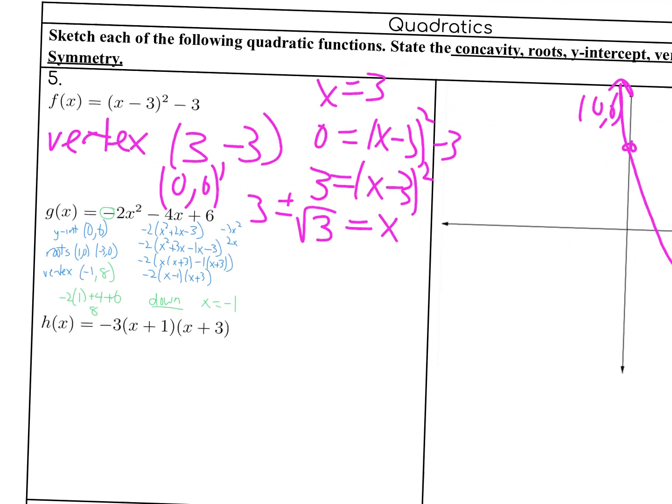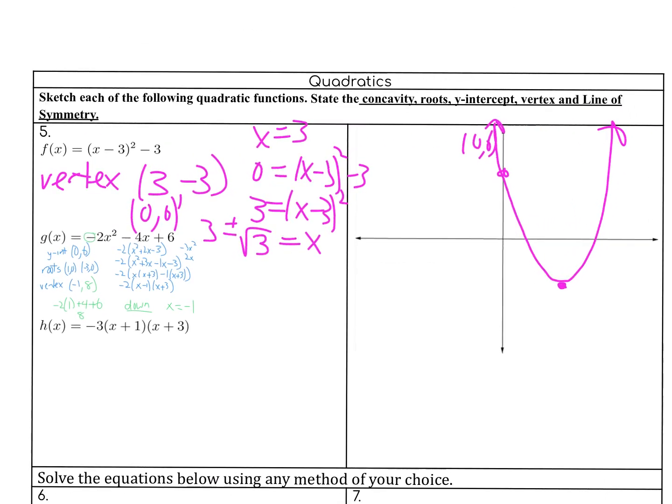Let's sketch that. So I have, vertex is at, where was the vertex? Negative 1, 8. So that's up here somewhere. And then it's going to go through 1, 0 and negative 3, 0. And it's going to look something like that.